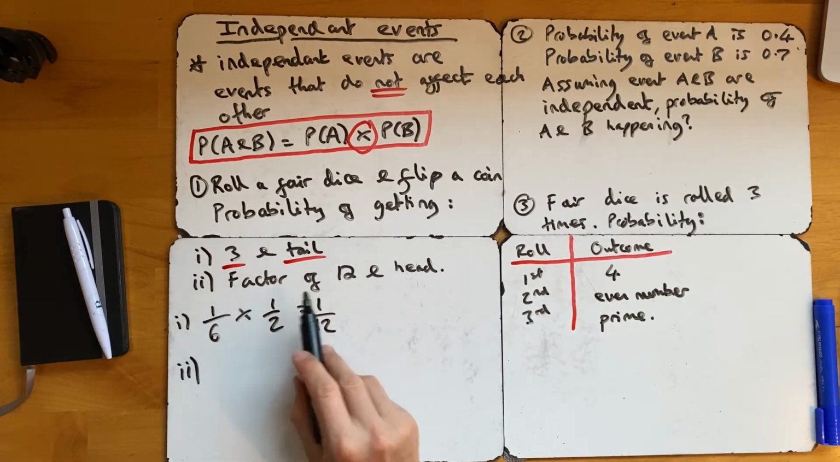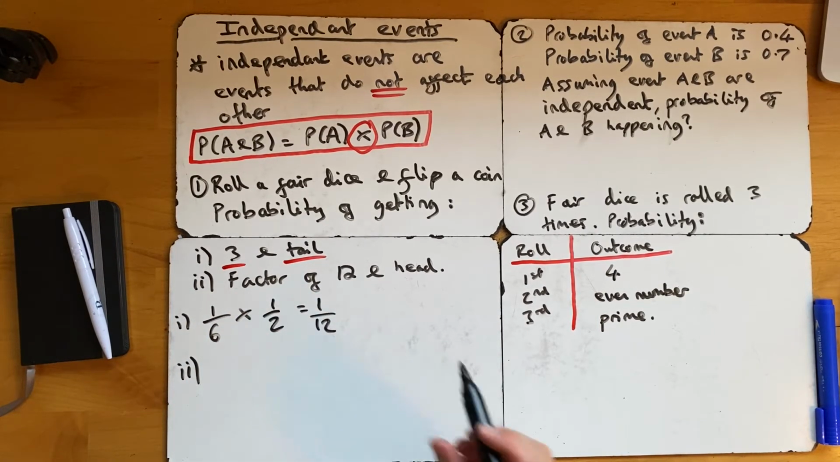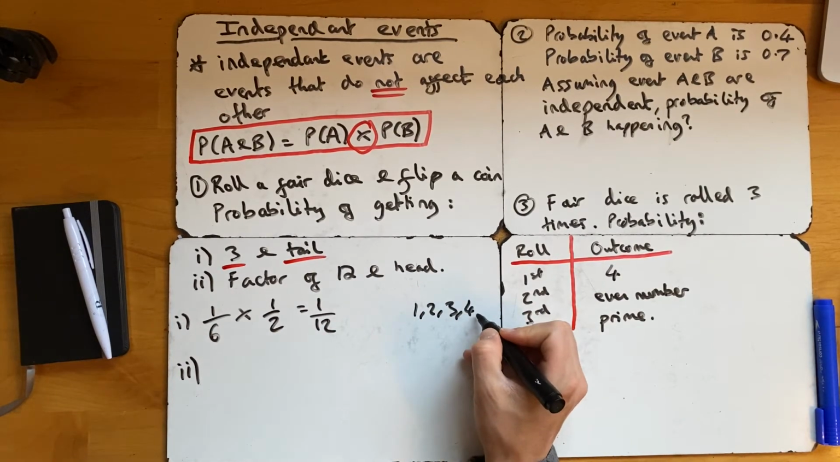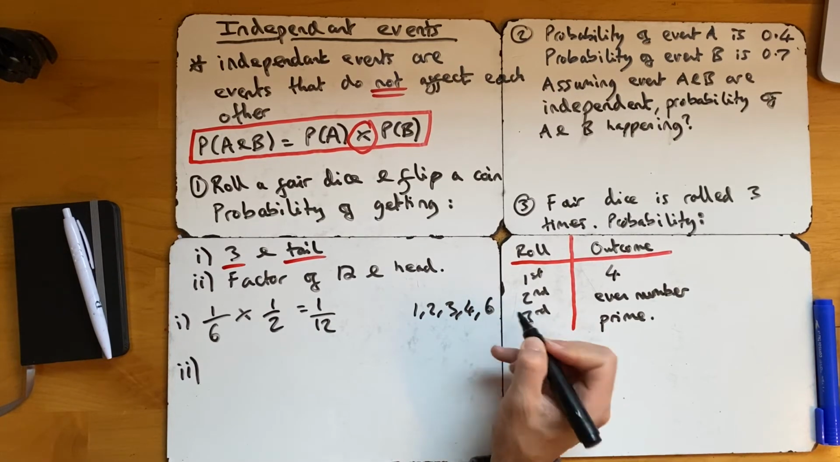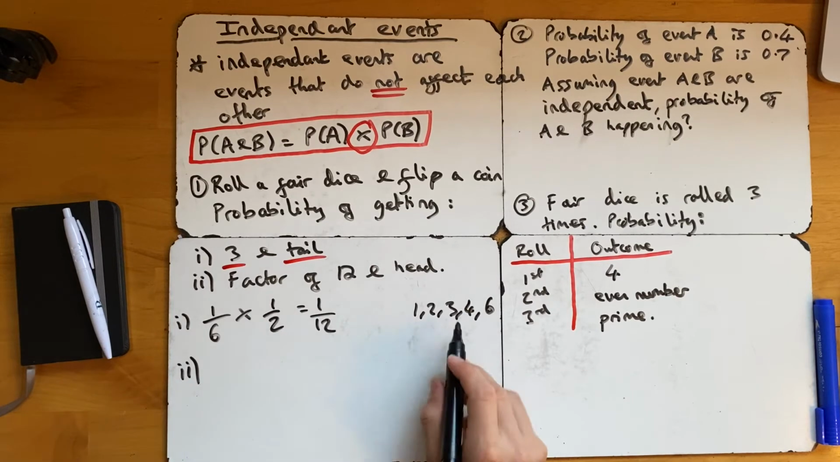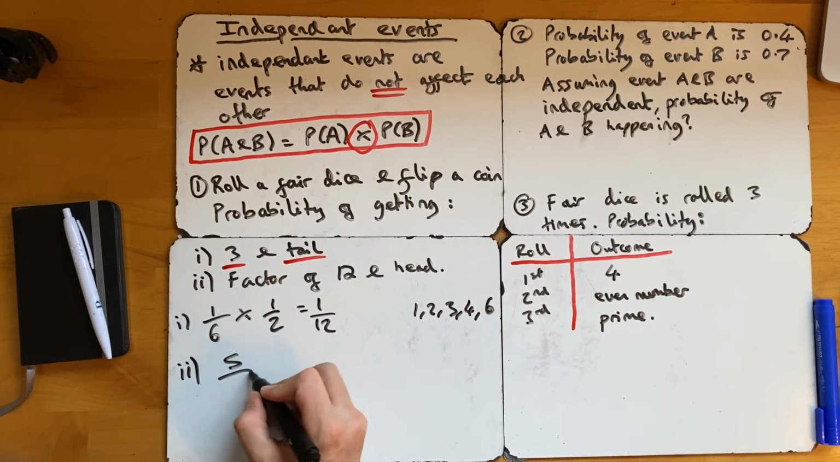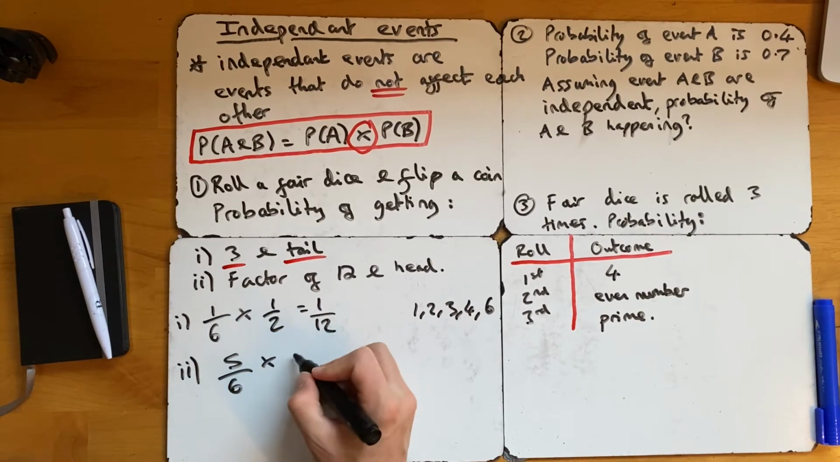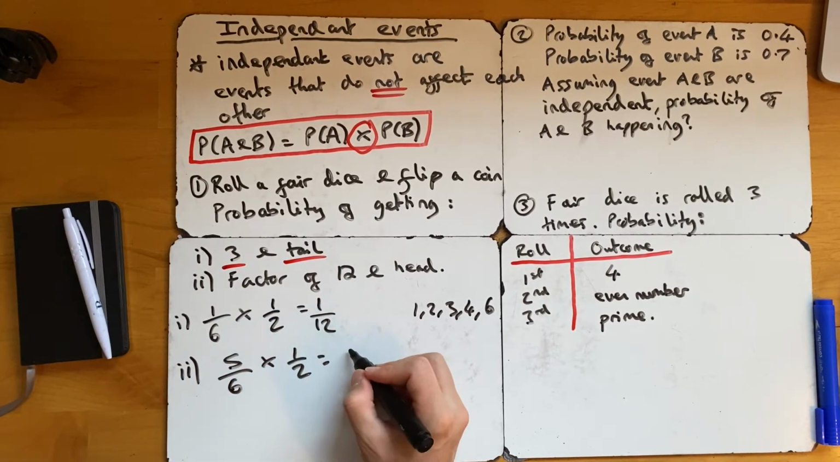Okay, next one. Factor of 12. Okay, the factors are 12, 1, 2, 3, 4. We're only going up for dice, so we can stop at 6. That's everything apart from 5. So that's 5 out of 6 is the probability of getting a factor of 12. And a head is 1 out of 2. Multiply them together, and that makes 5 out of 12.